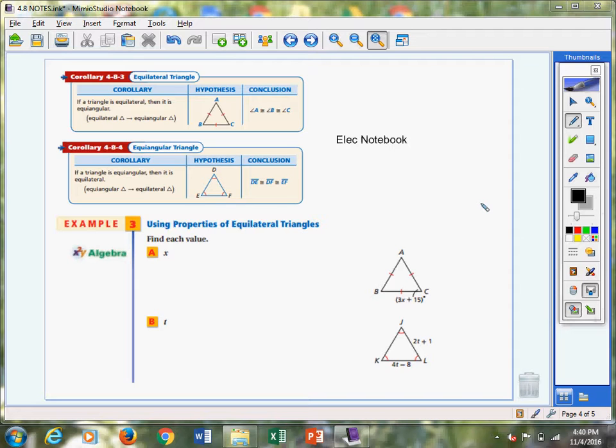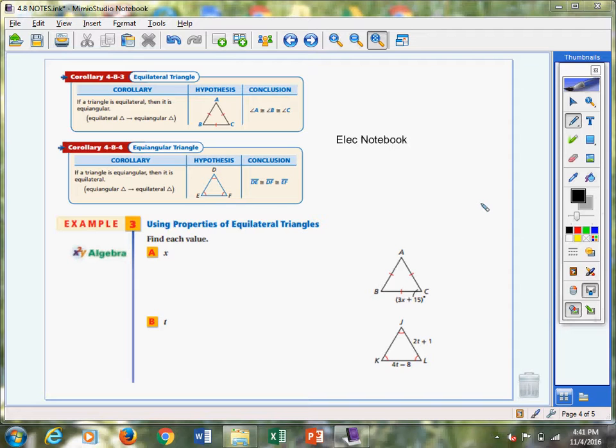The first corollary says, if a triangle is equilateral, in other words, all of its sides are equal, then all the angles have to be equal as well. So it's also equiangular. So if you have an equilateral triangle, it is an equiangular triangle as well, okay? And the opposite is true. If a triangle is equiangular, then it is an equilateral triangle. So they work both ways.